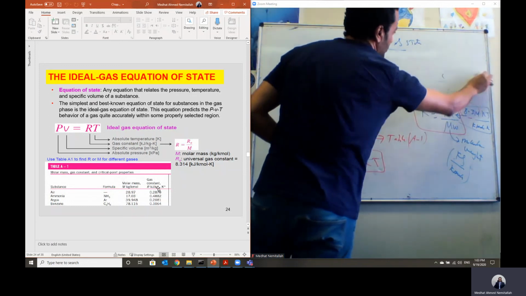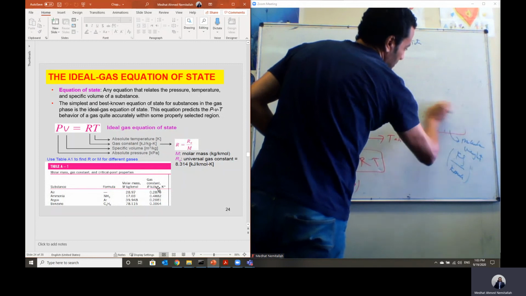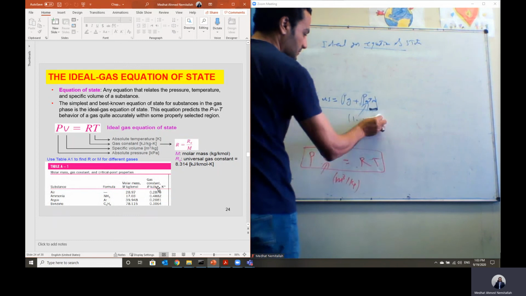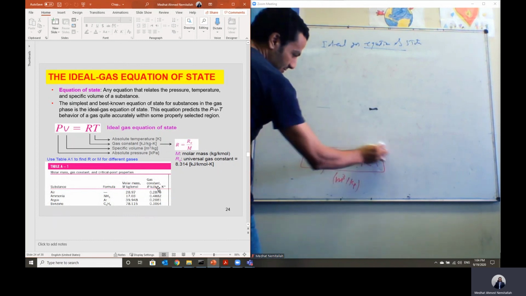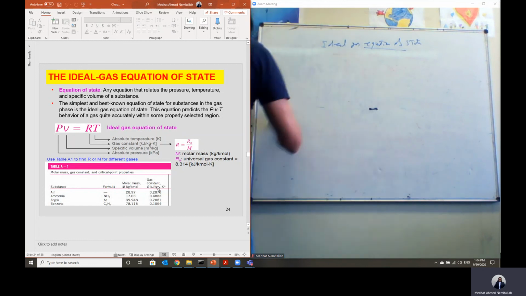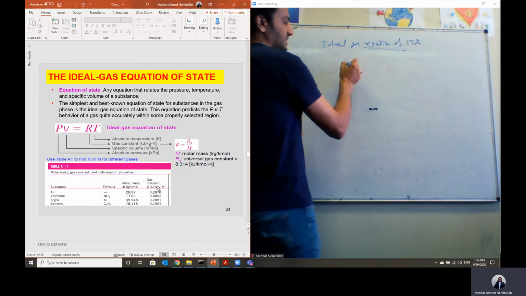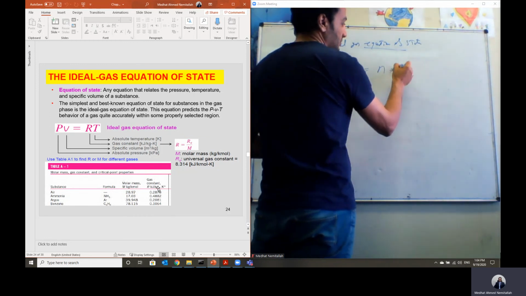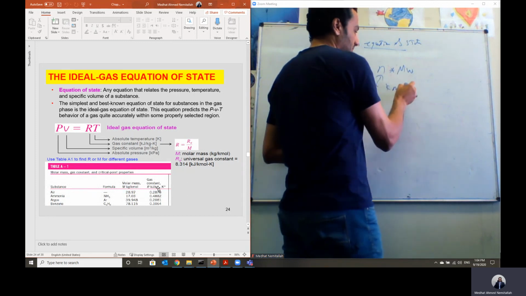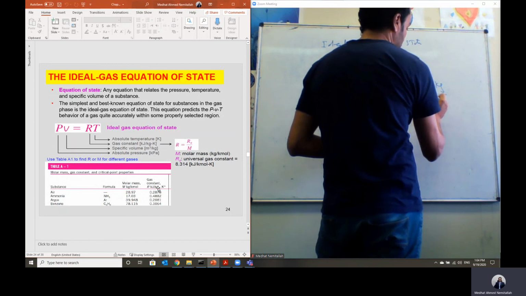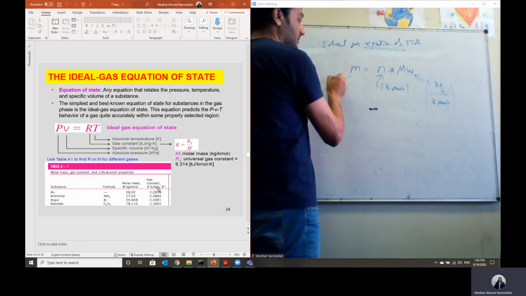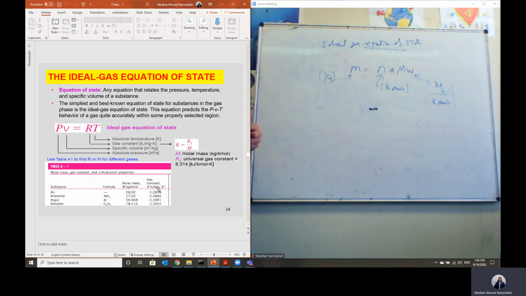But let's see actually another form of the ideal gas equation of state, and it is called the molar form of the ideal gas equation of state. So instead of using mass, I will be using the number of moles in this case. Okay. So we have the mass. How we can relate the mass with the number of moles? We have the mass for any gas is equal to the number of moles multiplied by the molecular weight. Number of moles is calculated in kilomole, and this molecular weight is calculated in kilogram per kilomole. So kilomole multiplied by kilogram per kilomole, then the mass will be in kilogram in this case.